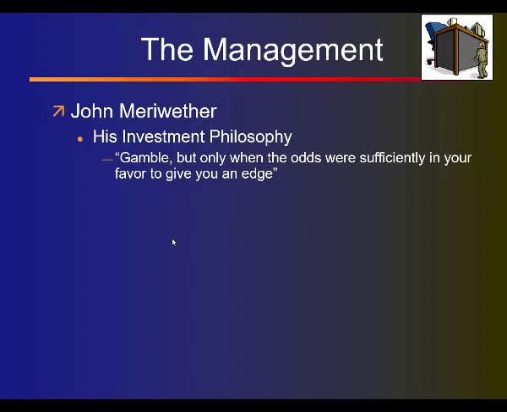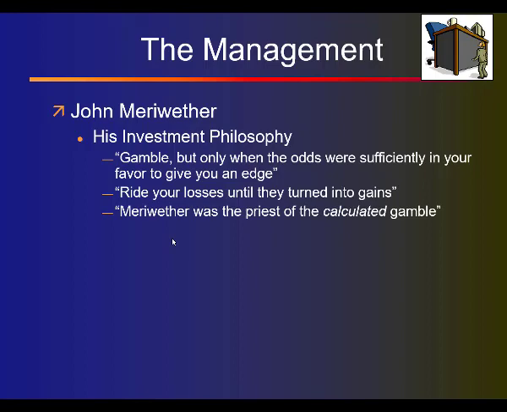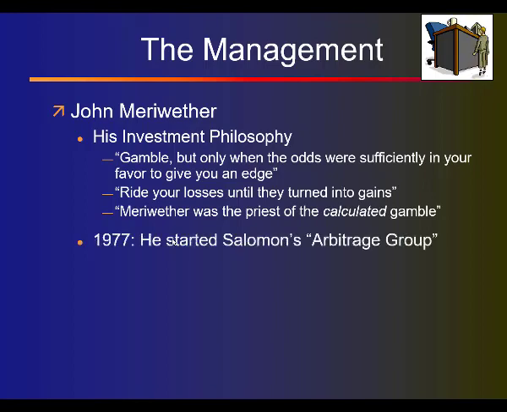So essentially what Merriweather was saying is we're Vegas, but we're on the house's side of the trade. So we can control this over time. And you will have some losses, right? Casinos do have losses every once in a while, but you just wait it out. You make sure the odds are in your favor. Make sure there's no one there counting cards, and you've got it made. So it's a calculated gamble, is what he's talking about. He started Solomon's arbitrage group.